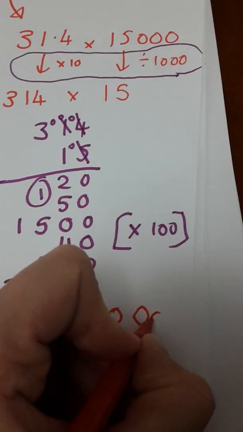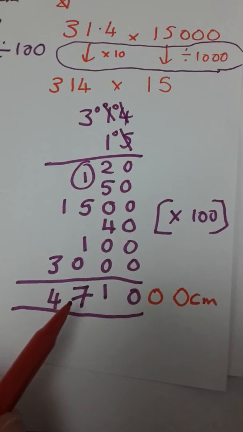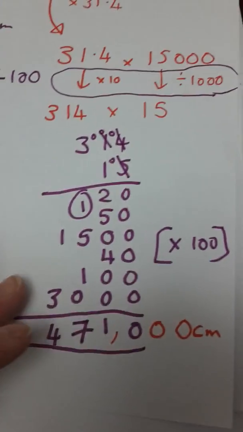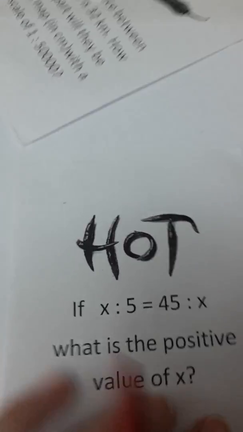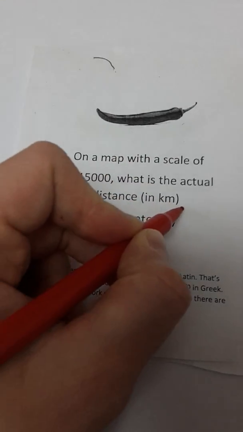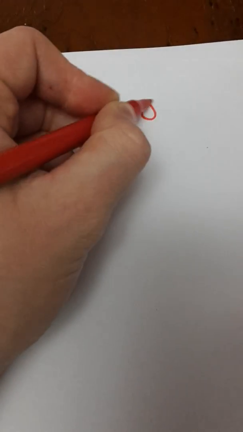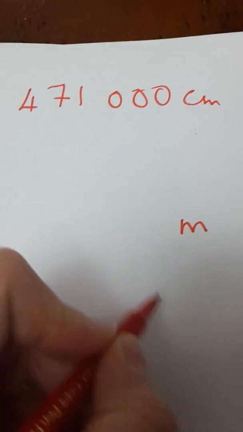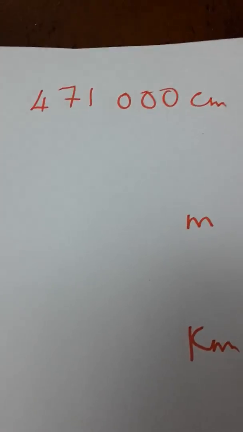So actually right now we have 471,000 centimetres. But the question asked us for the answer to be in kilometres. So we need to change 471,000 centimetres into metres and then into kilometres.